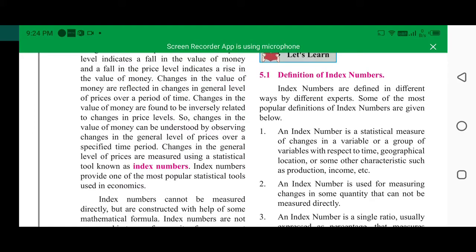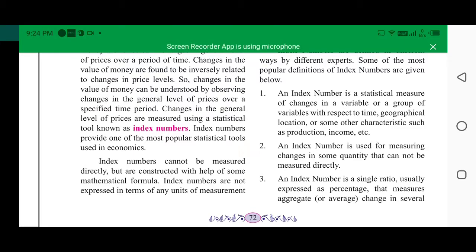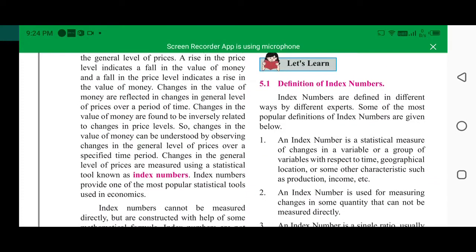The change in the general level of prices is measured using a statistical tool known as the index number. Index numbers are one of the popular statistical tools used in economics. The index number cannot be measured directly, but is constructed with the help of mathematical formulas, and index numbers are not expressed in terms of any unit of measurement, because both terms are prices, so rupees and rupees get cancelled. Okay, so we have the definition of index number.